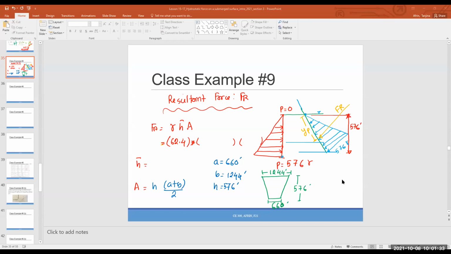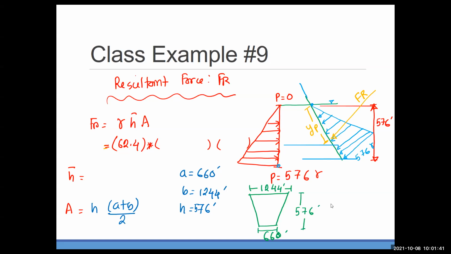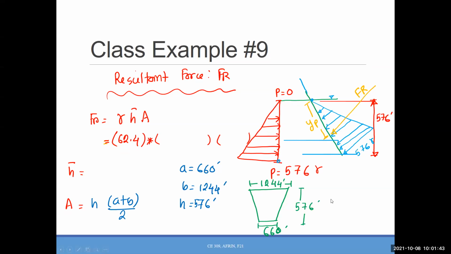Those who are in Zoom, you can see that screen, right? On your computer, like this PowerPoint. Okay, good. So let's start working on class example 9.